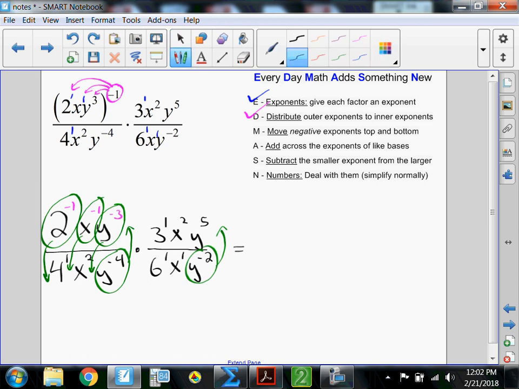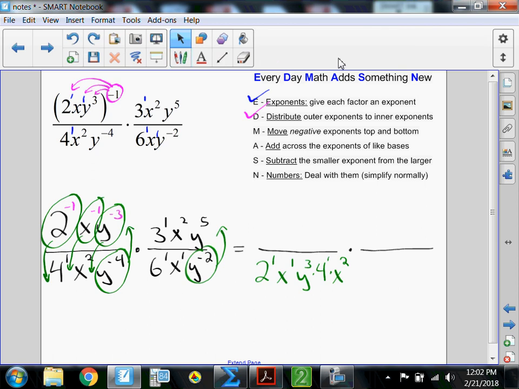So I'm going to rewrite this mess. In my first fraction, I'm going to highlight anything that moved in green. The 2 to the negative 1 became a 2 to the positive 1 on bottom. The x to the negative 1 became an x to the positive 1 on bottom. The y to the negative 3 became a y to the positive 3 on bottom, or in the denominator. On bottom, I already had a 4 to the first power and an x squared. I'm going to rewrite those in black because they didn't move. They were already there.